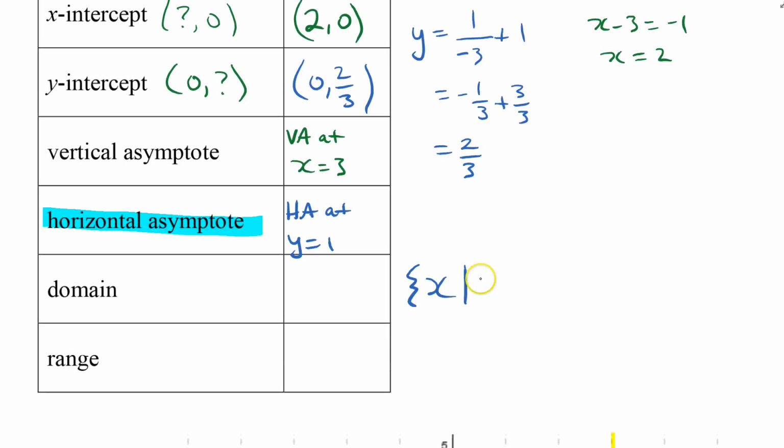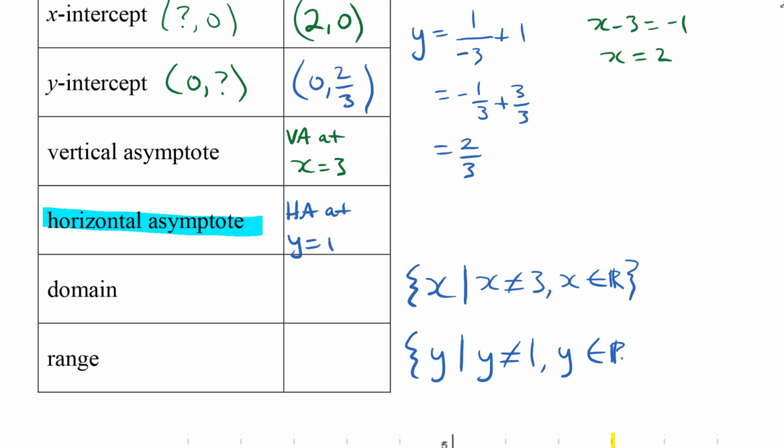So x can be anything but 3, so I'm going to say x cannot be equal to 3, and x is an element of this set of real numbers, end curly brace. How about range? Range is very similar in that it can be anything, but y cannot be equal to 1, because regardless of how large or how small I make x, I can never get y to be 1. So I'm going to put a curly brace, y such that y cannot be equal to 1, and y is an element of the real numbers. So it can be anything, but it can't be equal to 1.